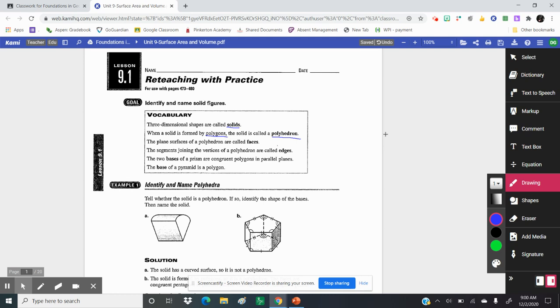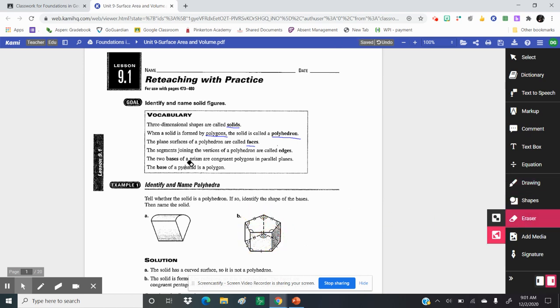The plane surfaces of a polyhedron are called faces. So every part of the polyhedron is called a face. So like this square right here would be a face. But this pentagon here, it also is a face. So all of the little pieces that make up a three-dimensional figure are called faces. And the segments that join the vertices of the polygons are called edges. And that kind of makes sense. Let me see if I can get a different color here. So like this would be an edge right here, or this would be an edge. So it's really just exactly what you would expect it to be.